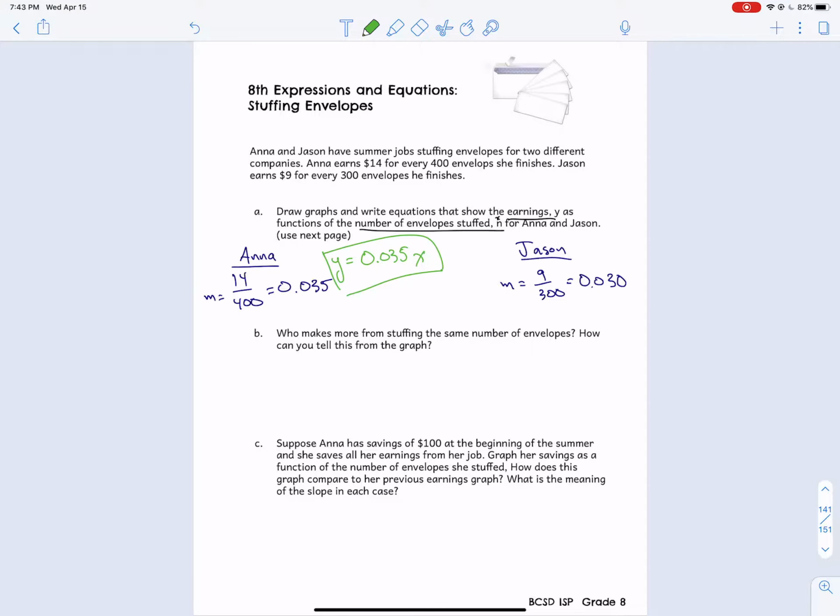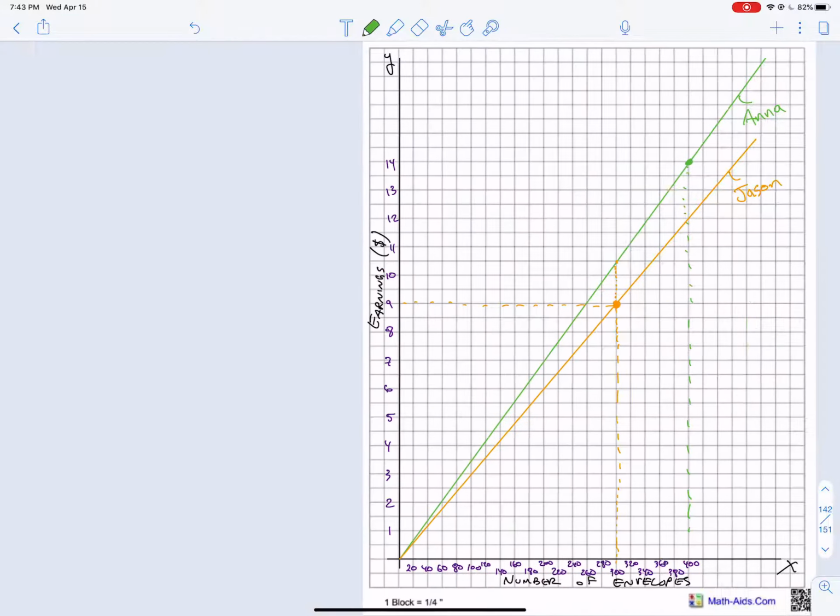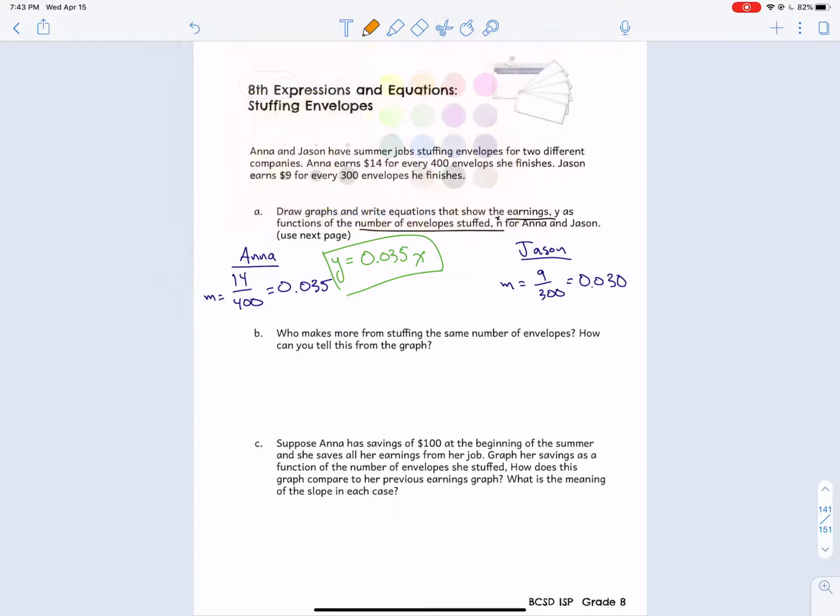And there's no y-intercept because they both go through the origin. Okay, and then Jason's equation, y equals 0.03x. Okay, so that's it for the first one.